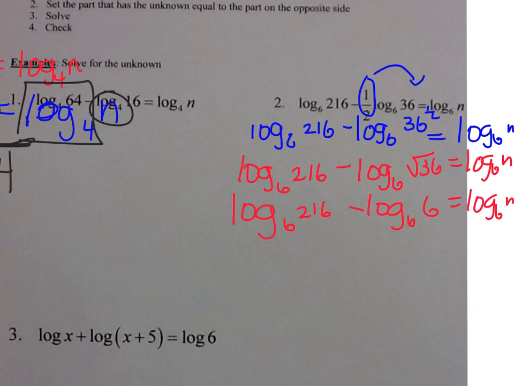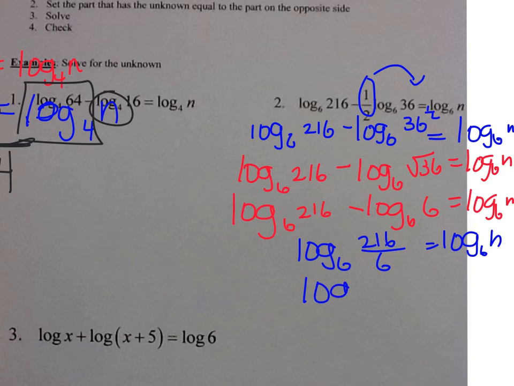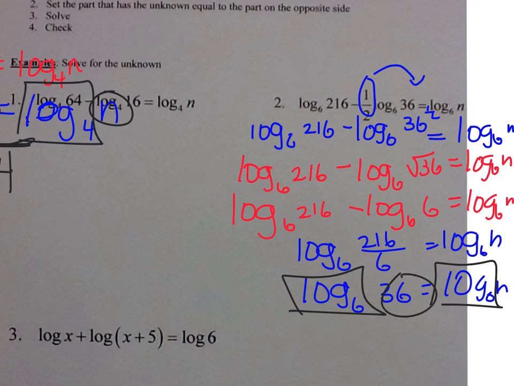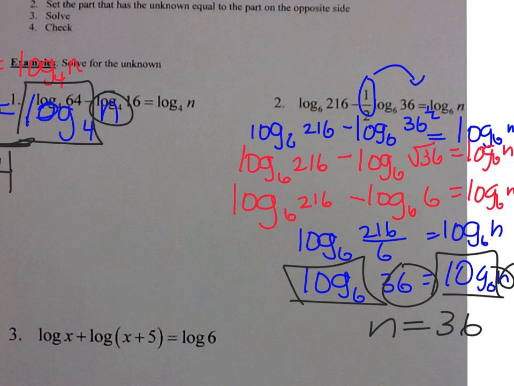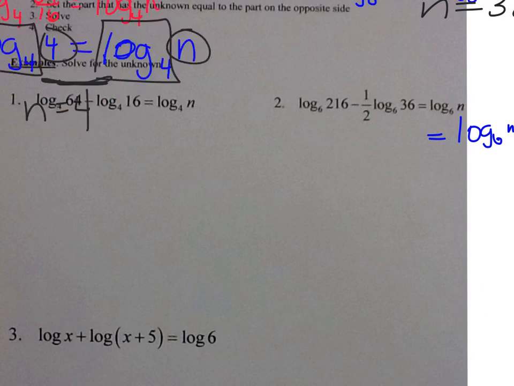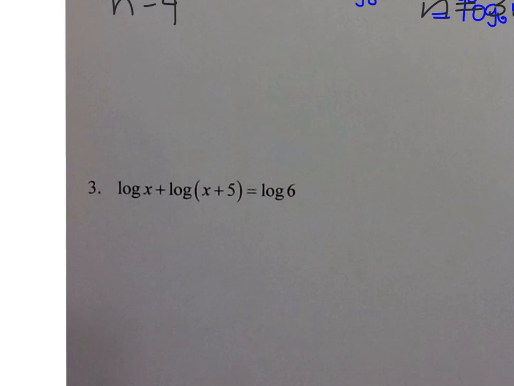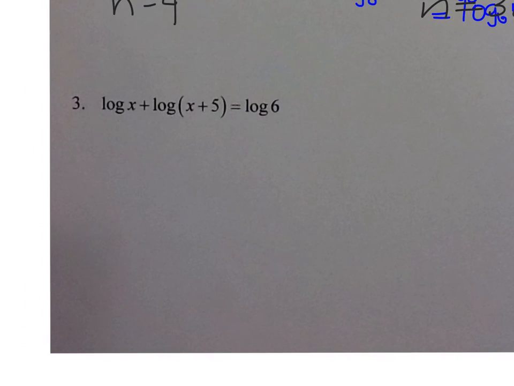Minus comes from them being divided, so it's log base 6 of 216 over 6 equals log base 6 of n. 216 divided by 6 is 36, so it's log base 6 of 36 equals log base 6 of n. So they're both log base 6, so therefore n has to equal 36. All right, and let's try the last one. All right, so I'm going to condense.